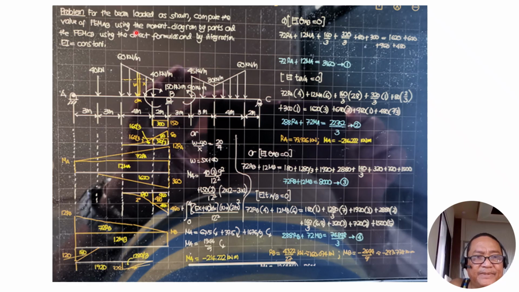Here is the problem in matrix structural analysis. For the beam loaded as shown, compute the value of the fixed moment AB using the moment diagram by parts, and the fixed moment CB using the direct formulas and by integration. EI is constant. So for the second part, I'll solve this by purely direct formulas and by integration.